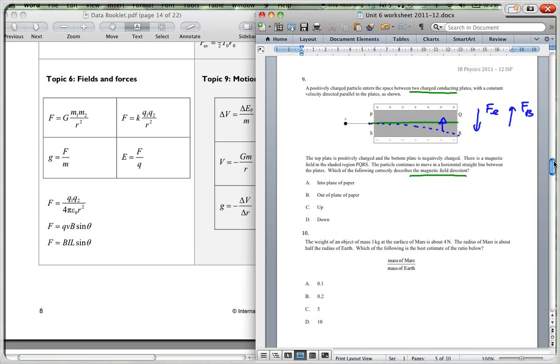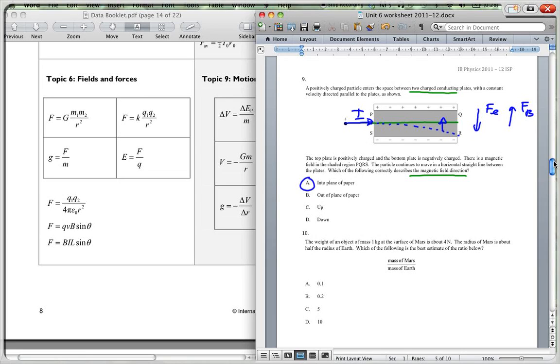We know that we've got a positive charge, it's in that direction, so our current is in that direction. So using the right hand, we put our thumb in the direction of the current. We put the palm of our hand facing the direction of the force, and we see that our fingers are going into the board, into the plane of the paper. So it's going to be A.